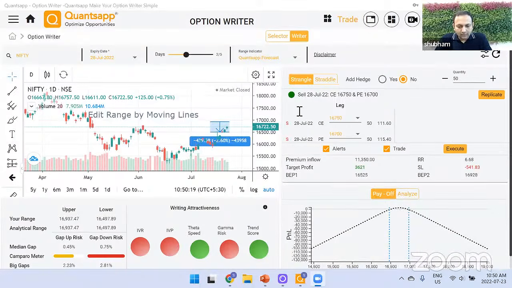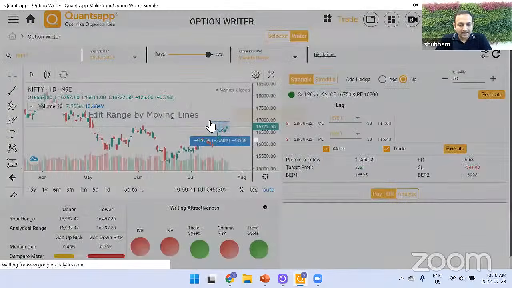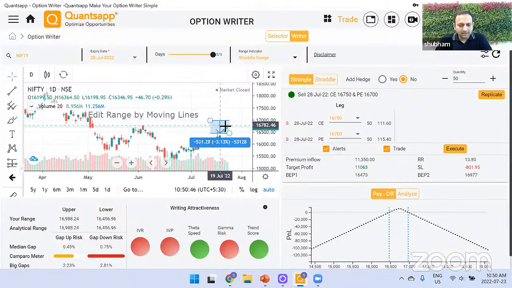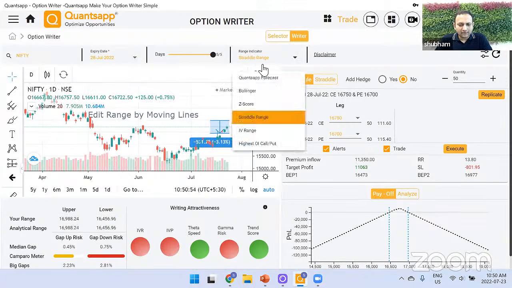So what we were talking about is that we can choose different models, and you have something called a Bollinger Band, which everybody knows what it is. If you want to use that, a Z-score, a straddle range. A straddle range will basically mean that if you add the ATM calls and ATM puts, then that is the range that you have. So if you click that, then you can get a range by adding ATM calls and ATM puts. This is basically the range that we have, and that is 16,988 and 16,456. Many people use that, but if you use this again, the strike rate that you will have is 66%.